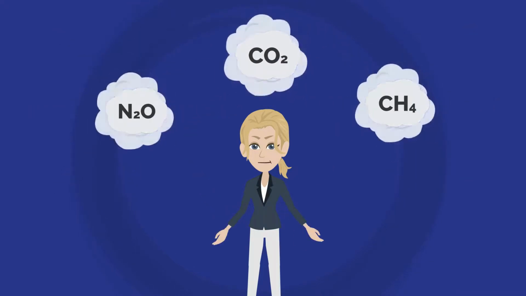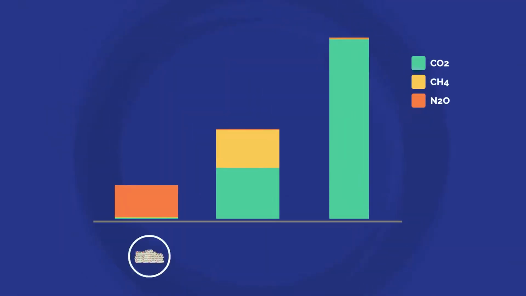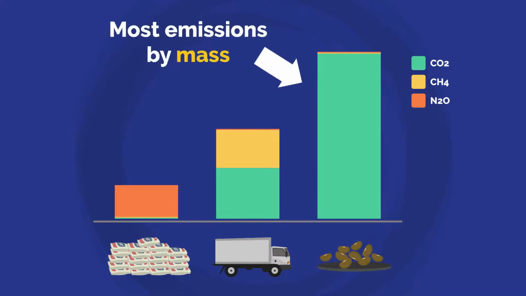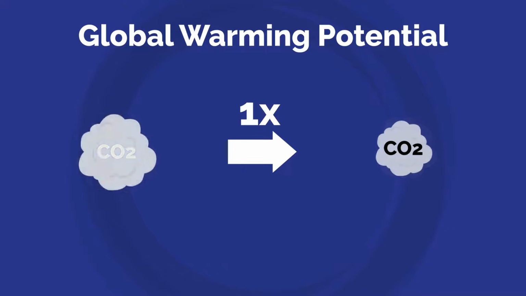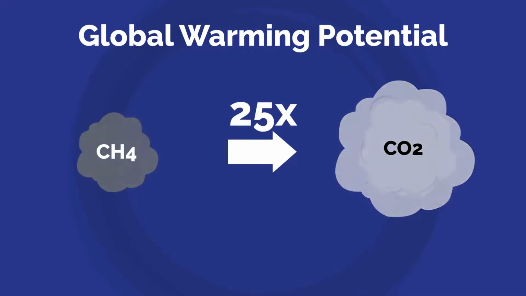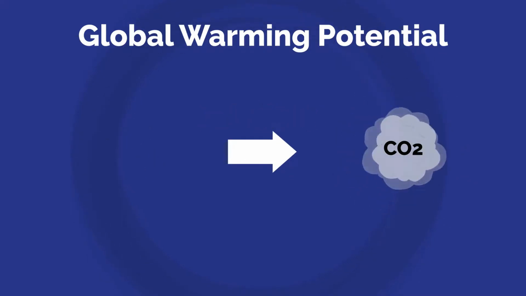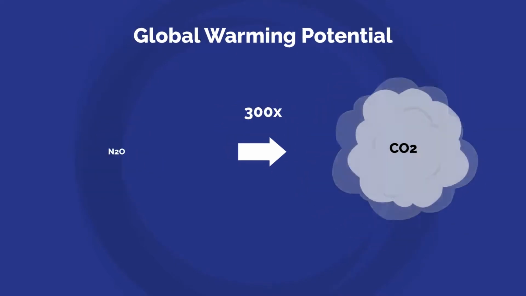So how can we make an apples-to-apples comparison about the impact of each process when they emit different forms of greenhouse gases? First, we can quantify the mass of greenhouse gas emissions for each of the three processes. However, in order to finish the comparison, we will need to convert each gas to its equivalent weight in CO2 using its global warming potential.